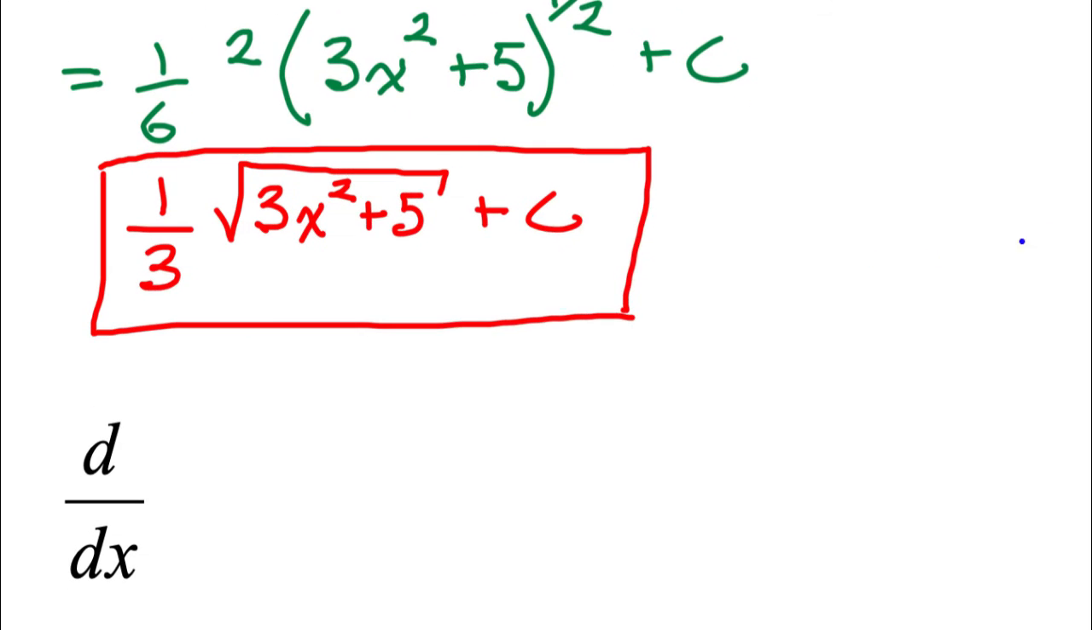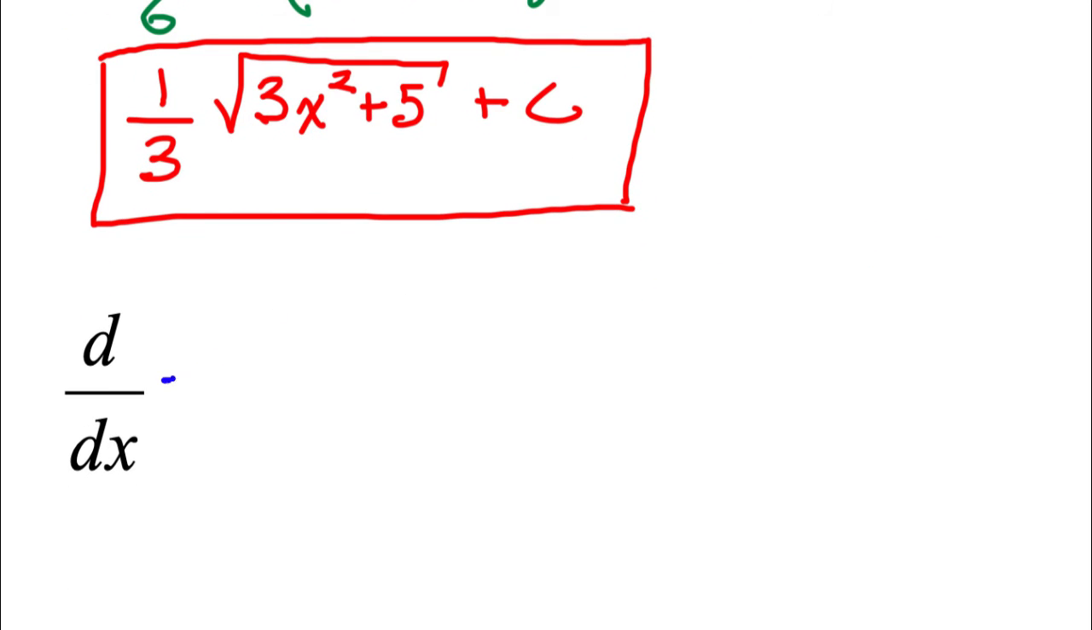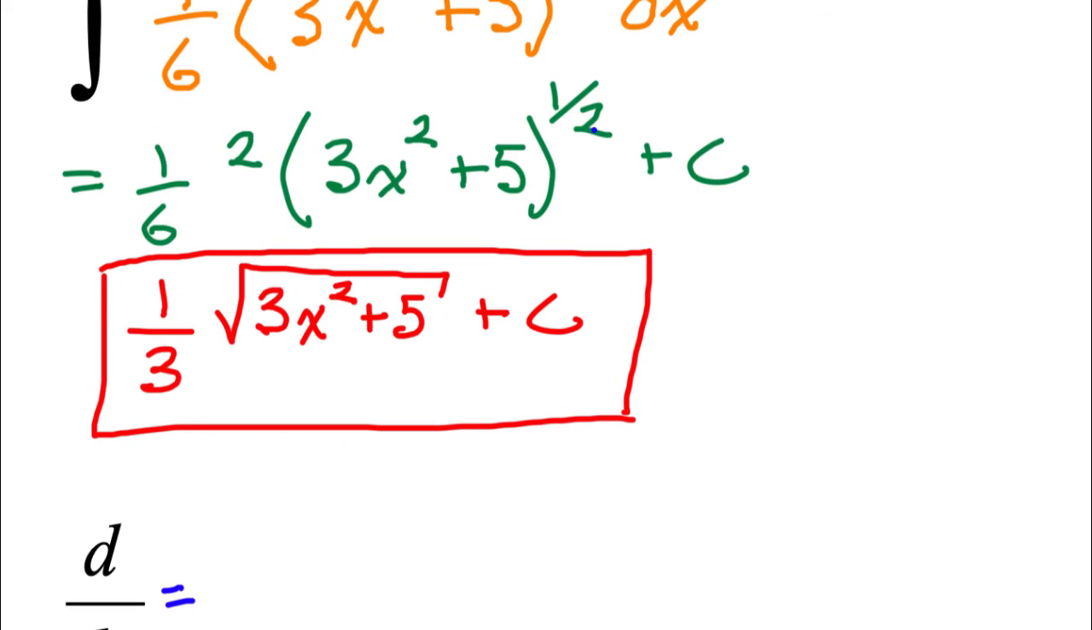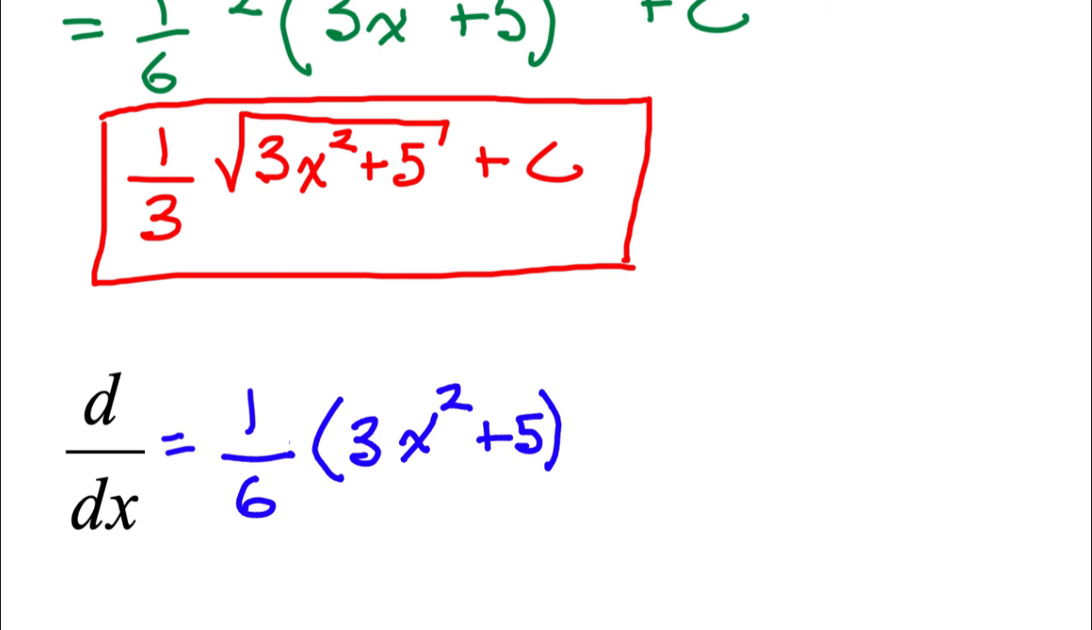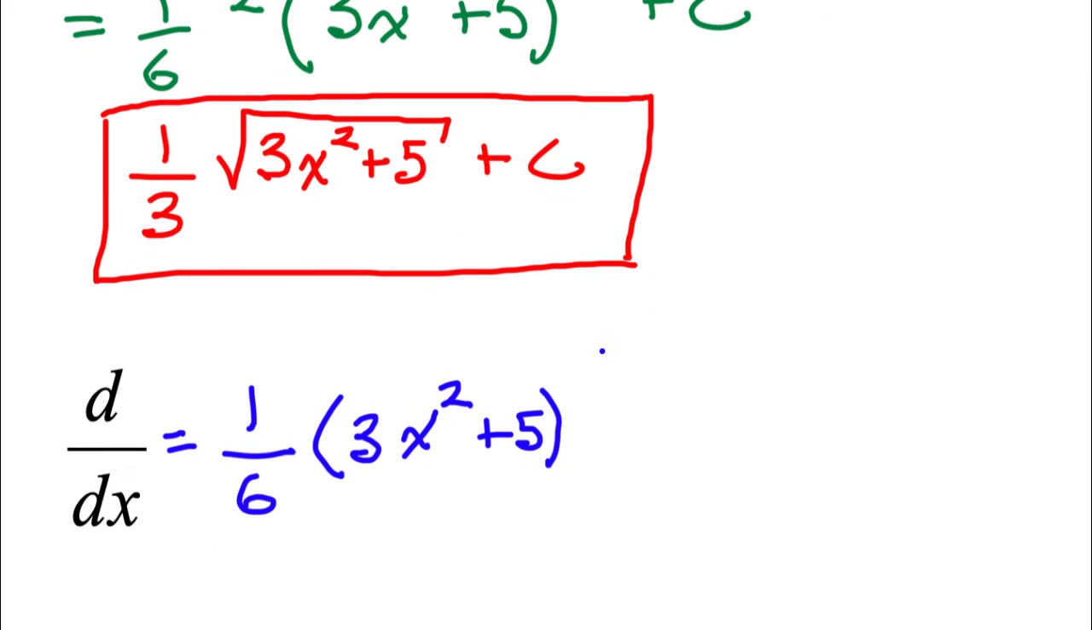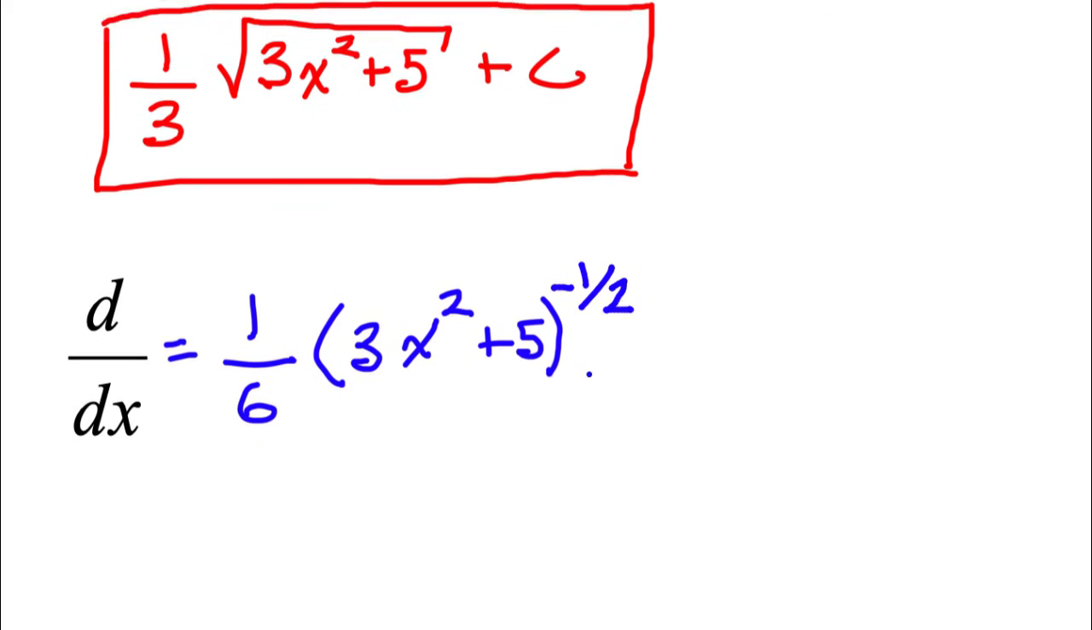Let's go ahead and take the derivative to check our work, make sure we get all the same things. This 1/2 is going to come down in front. 1/2 times 1/3 is 1/6. And this is going to be 3x squared plus 5, and this is going to go down a power from 1/2 to negative 1/2. And don't forget your dinner.